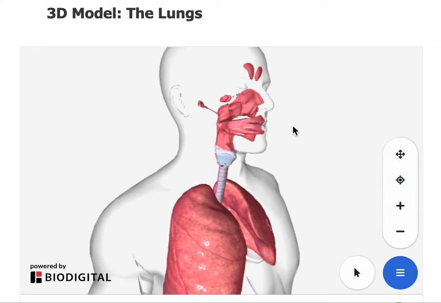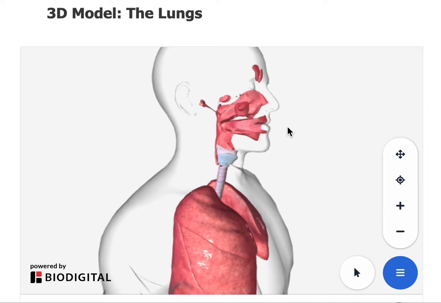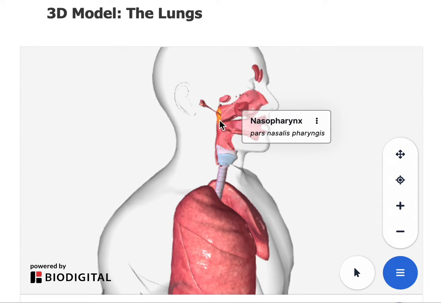Next, I want to talk about the pharynx, which is the correct medical term for the throat. The pharynx is a partially shared passageway for the respiratory and digestive systems, beginning at the posterior nasal cavity and extending to the trachea. The upper portion of the pharynx is the nasopharynx. Then inferior to the nasopharynx is the oropharynx. And then the most inferior part of the pharynx is the laryngopharynx.